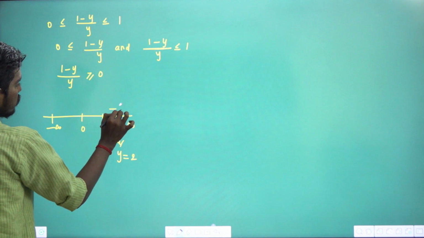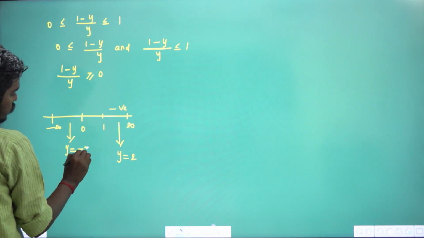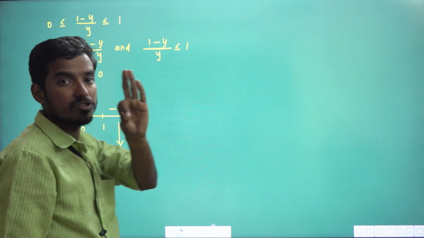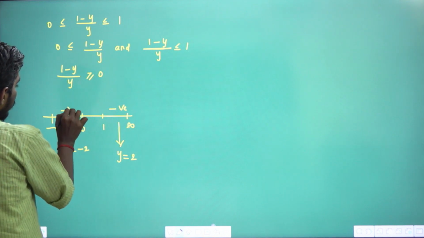So then this interval will not work. Let us take this interval. Let us take y to be minus 2. So if you take minus 2, it is 1 minus of minus 2. So 1 plus 2 is 3. So 3 divided by minus 2. Output negative. So this also will not work.